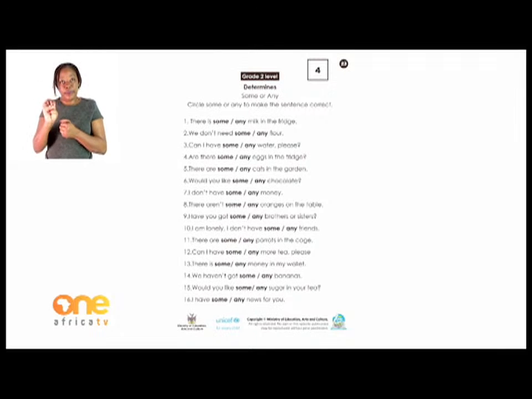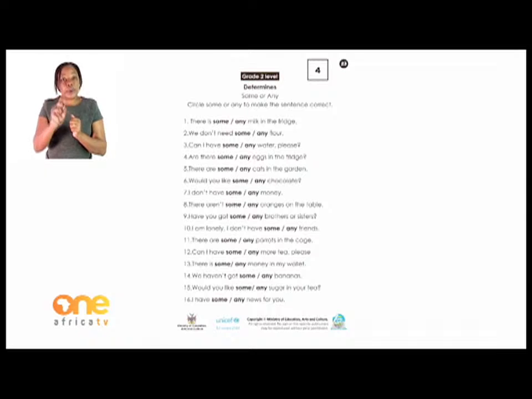What about number 2? We don't need some or any flour. Which word am I going to circle there? I think we are going to circle any. We don't need any flour. You can also do number 3. Can I have some or any water, please? I am asking. It's a request. So I will use some. Can I have some water, please? So you are going to circle some.